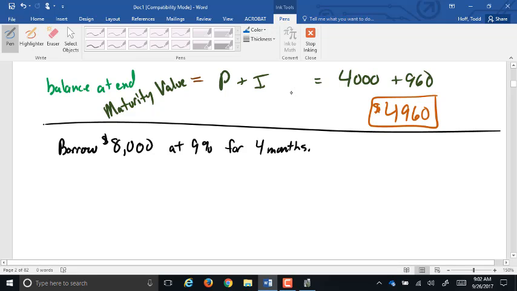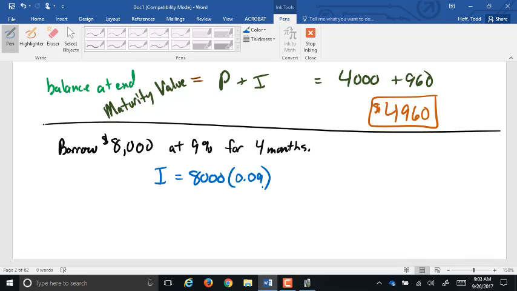I need to figure out how much I'm going to have to pay back at the end of that 4 months. So I start by finding the amount of interest. What's the principal here? 8,000. What's the rate? 9%. So I'm going to write it as 0.09. Now here's the tricky part. We said the time was always given in years, but this says 4 months. So we would write that as 4 over 12.